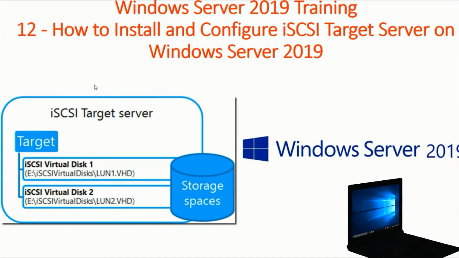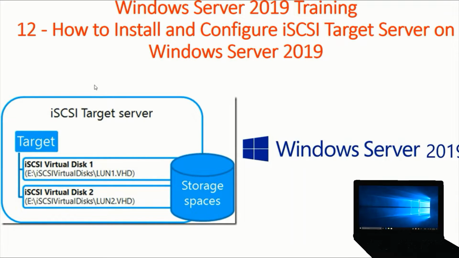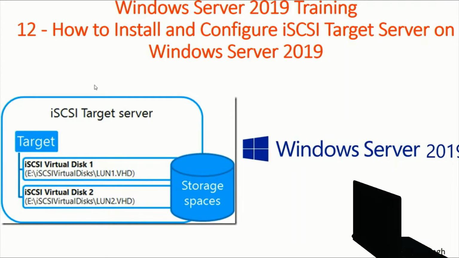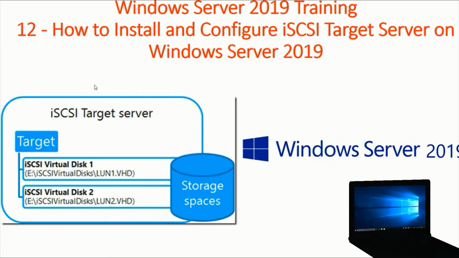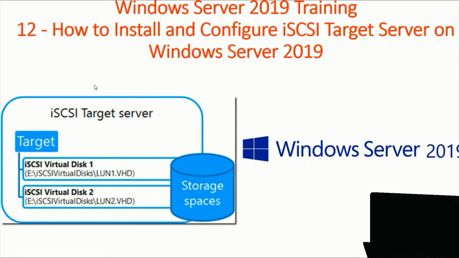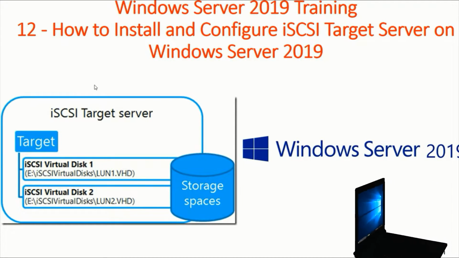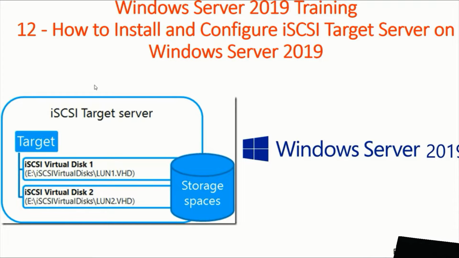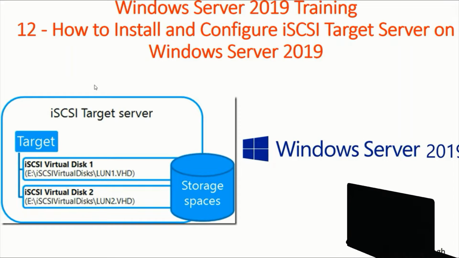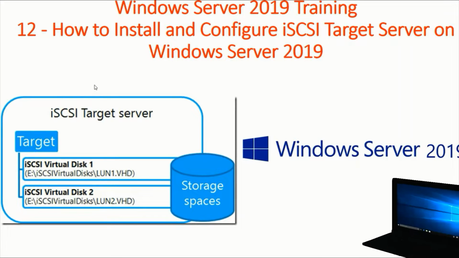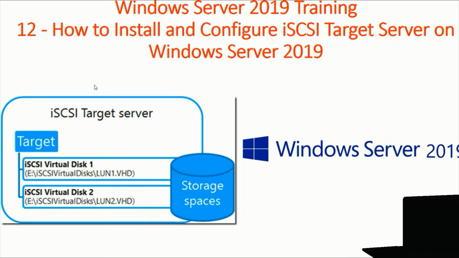iSCSI target server on Windows Server 2019. By installing and configuring iSCSI target, we are able to create and share the LUN over iSCSI traffic, so the iSCSI initiator can connect to the LUNs which are going to be provisioned over the iSCSI target server. We are going to see how we can create iSCSI-based LUNs and how we can connect to those LUNs provisioned on the iSCSI target server. So we'll see how to install and configure iSCSI target server in this video.